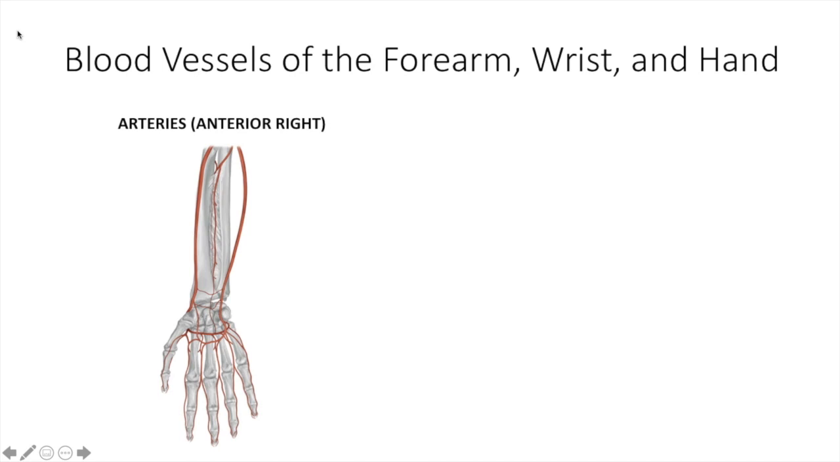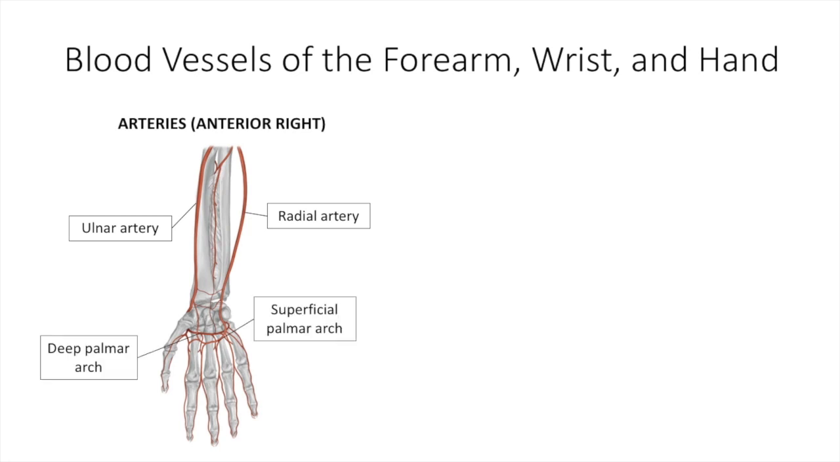Okay, so finally we'll be looking at the blood vessels of the forearm, wrist, and hand. So we're going to start with the arteries in the anterior right forearm and hand. So the brachial artery in the arm branches into the radial and ulnar arteries in the forearm, which then branch again and reconnect to form the superficial and deep palmar arches, which branch to supply all of the digits.